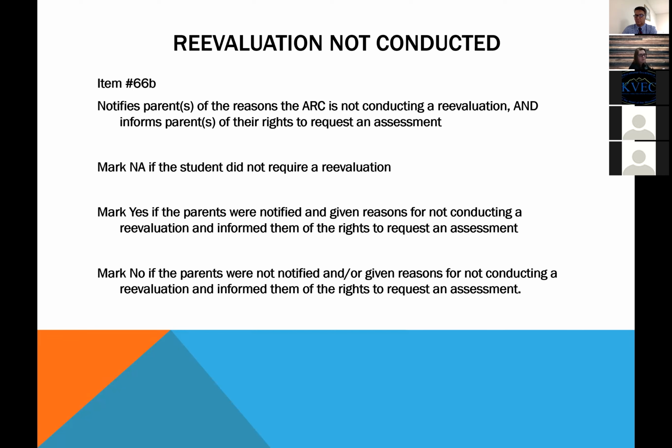So on item 66B, the ARC notifies parents of the reasons the ARC is not conducting a reevaluation and informs parents of their rights to request an assessment. A parent can request an assessment, okay? If you're not going to do one, the parents can still request it. All right, so you're going to mark NA if the child doesn't require a reeval. You're going to mark yes if the parents were notified and given reasons for not conducting a reevaluation and informed of the rights to request an assessment. And then you're going to mark no if the parents were not notified and given reasons for not conducting a reevaluation, and informed of the rights to request an evaluation.